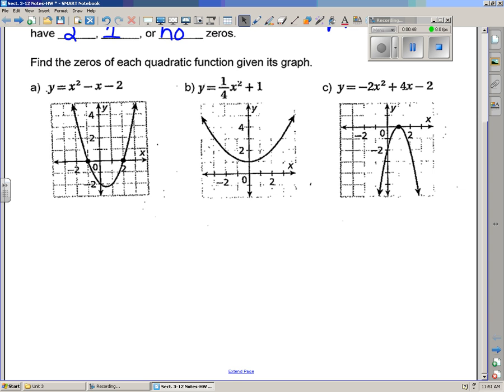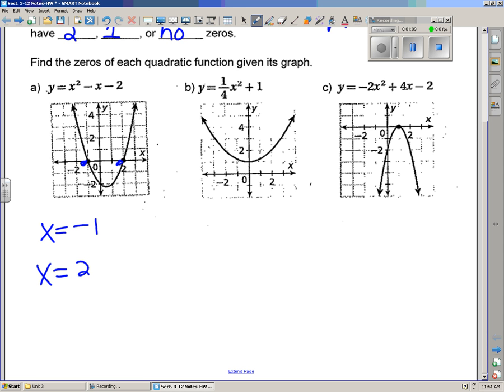The first one, here's the quadratic equation given to you, but if you look at the actual graph, the parabola crosses the x-axis in 2 places. Those are considered to be your zeros. So the zeros here would be x equaling, on the left-hand side, -1, and then x equaling on the right-hand side 2. So those are the 2 zeros.